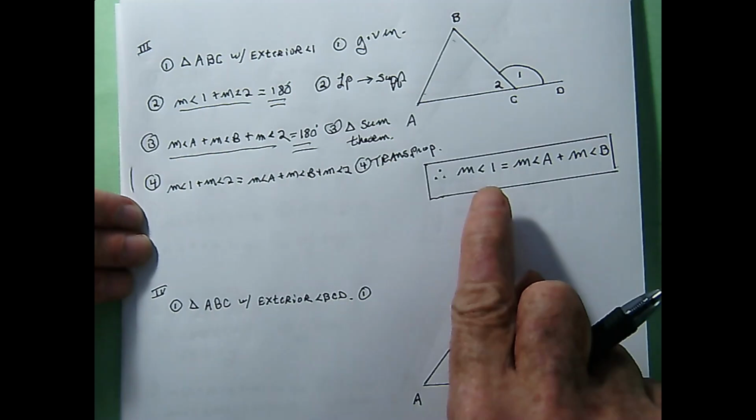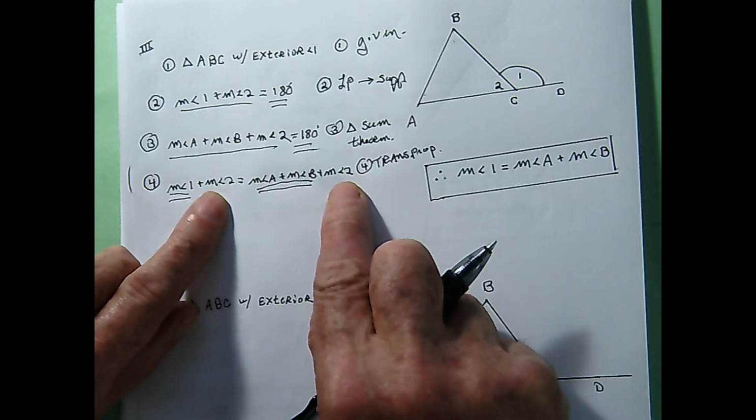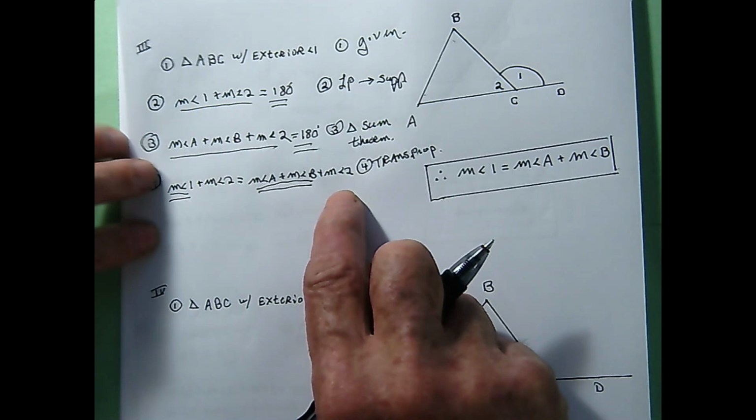Remember what we want to prove. I want to get angle 1 to be equal to angle A and angle B. What can I do to make this angle, 1, be equal to angle A plus angle B? You might be thinking, well, you got to get rid of that angle 2 that's on both sides, couldn't you? And yes, that's what I want to do. I'm going to add a negative measure of angle 2 to both sides of this equation. I'll call that statement 5.